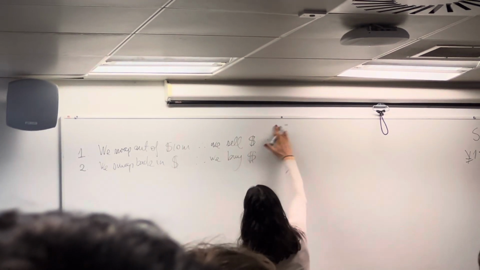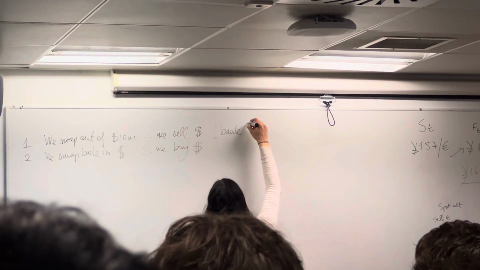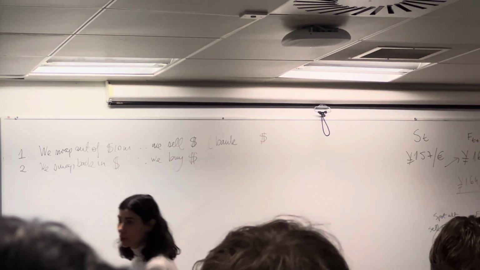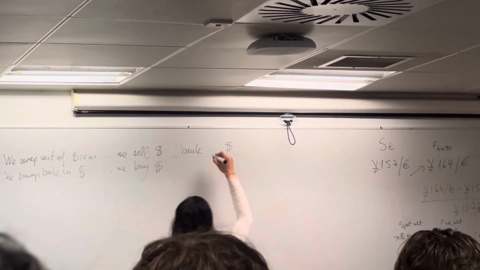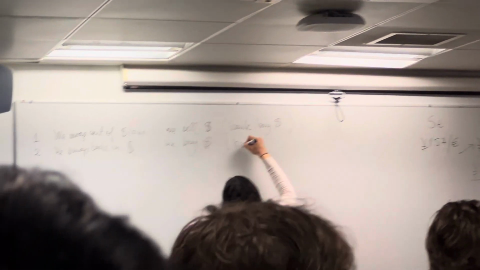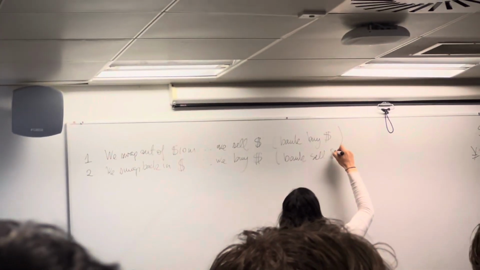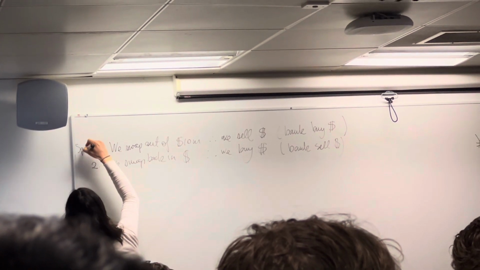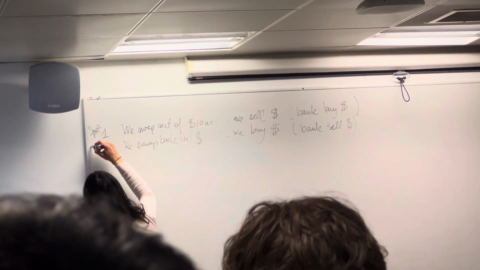So if we sell the dollar, the bank is doing what to the dollar? And the dollar is the denominator. Yeah, so the bank is buying. And if we buy dollars, the bank is selling. So this is today's spot, the first leg, and the second leg is in 2 months.